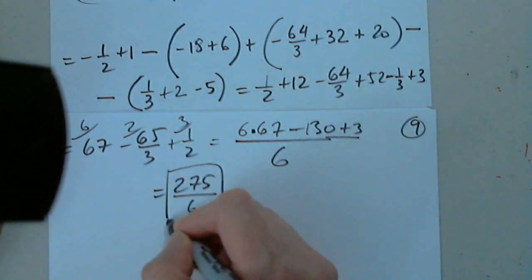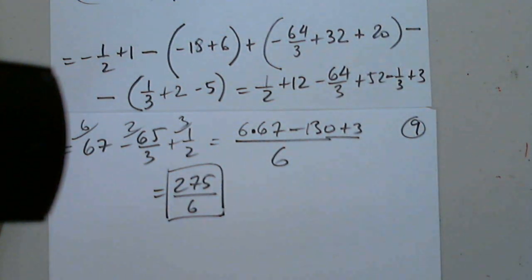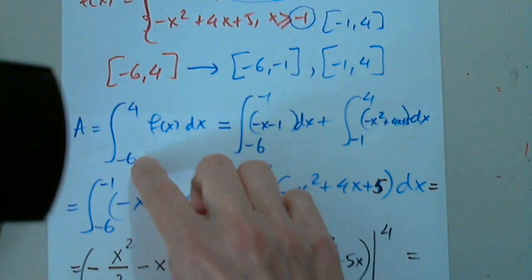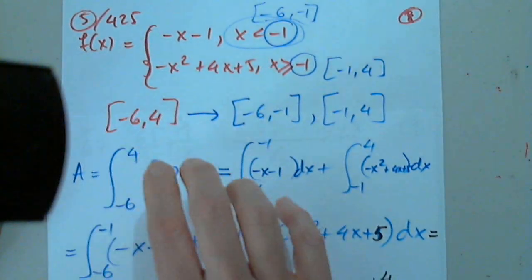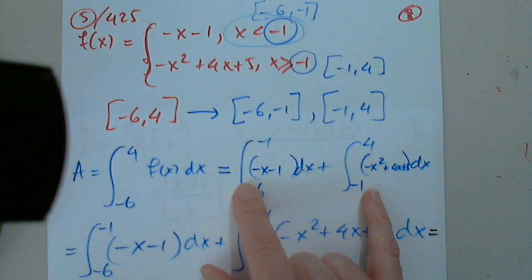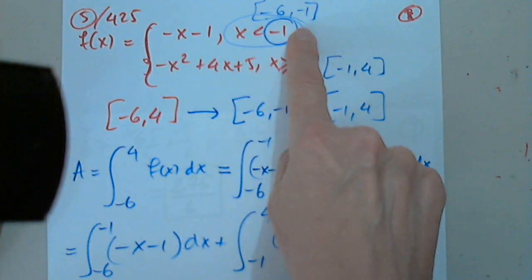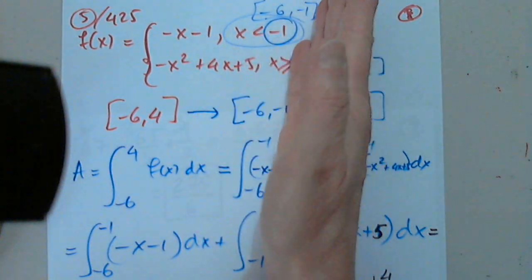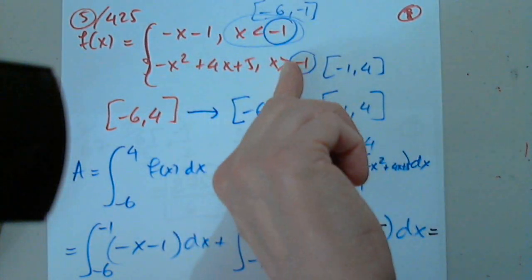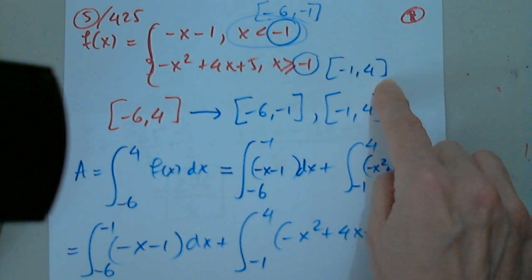So the answer is indeed 275 divided by 6. And we applied one of the properties of the definite integral that said that the definite integral of this function is the sum of two definite integrals. First on -6, for the first one, -6, because this is to the left of -1, smaller than -1, and this one is greater than -1, so I had to use -1 for.